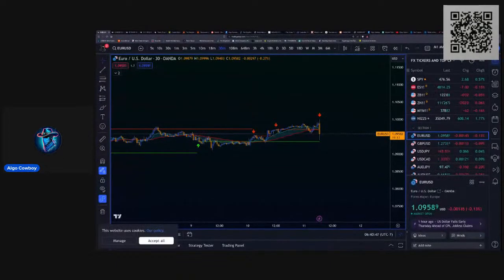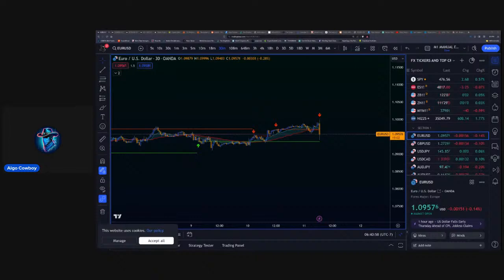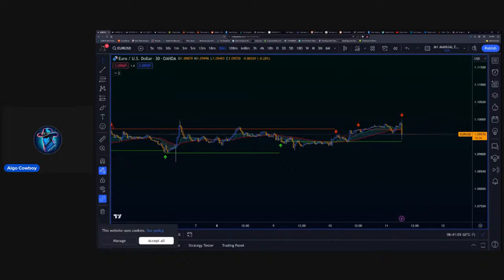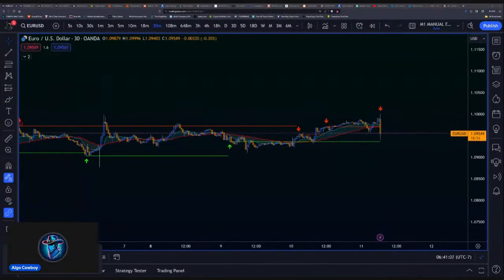All right, let me get rid of this QR code for now. See if I can move that out of the way. Okay, so let me expand this and make this all easier to see.